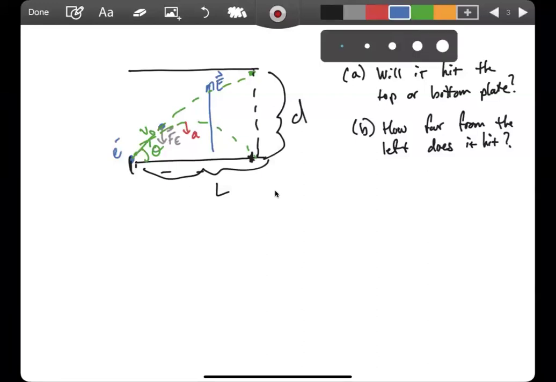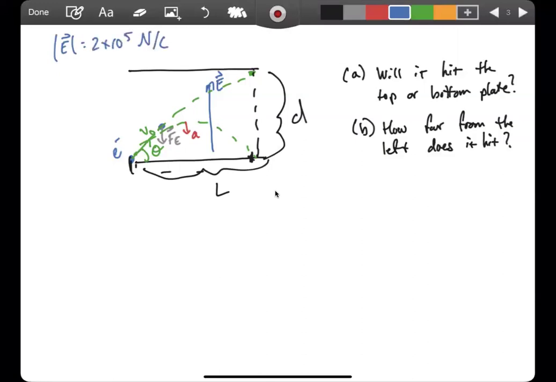Now let's start putting in some numbers here. We're told that the magnitude of the electric field is 2 times 10 to the 5th newtons per coulomb. We know the charge in this case, Q, is equal to negative the fundamental charge. The distance here is 2 centimeters. And what else do we know? We know the length here is 10 centimeters. We're also told that the angle is 45 degrees. And this is an electron, so we know the mass in this case is going to be 9.11 times 10 to the minus 31 kilograms.